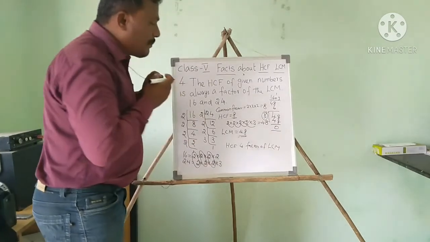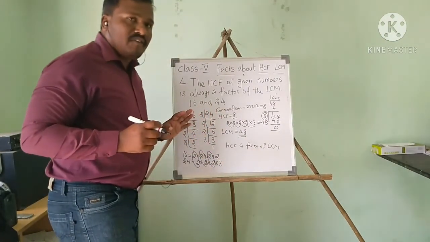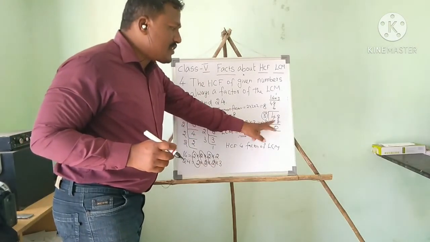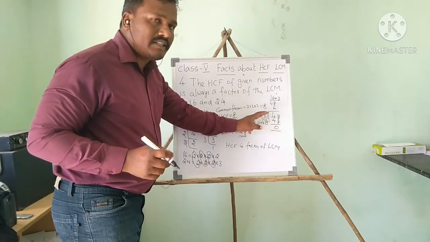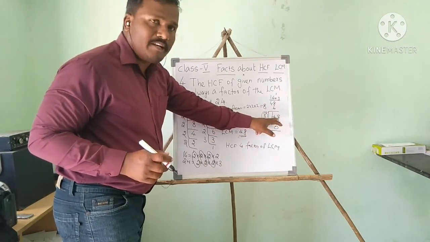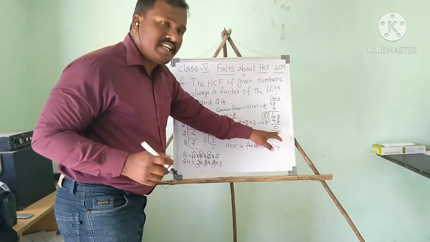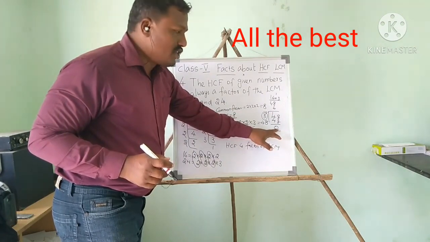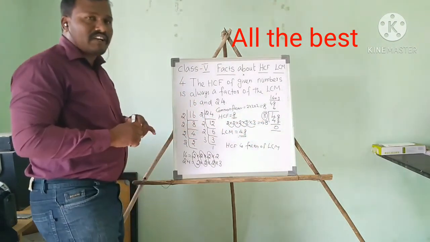Using this example, I proved it. The HCF is a factor of the LCM. Factor means the number you divide by without remainder. So I divide 48, the LCM, by 8, the HCF. I completely divide, the remainder is 0. So 8 is a factor of the LCM. The HCF is a factor of the LCM. I proved it.